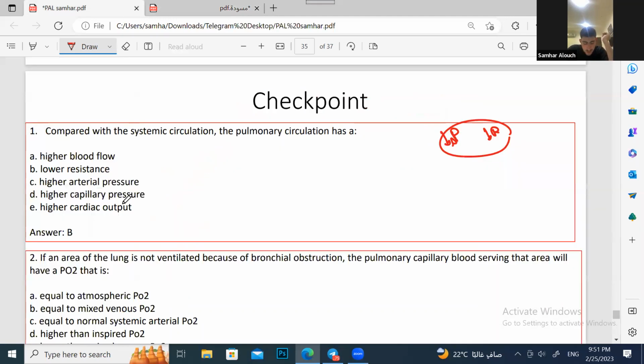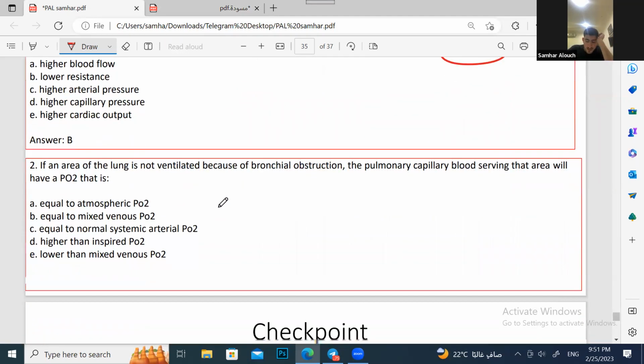Let's get back to the question. If an area of the lung is not ventilated because of bronchial obstruction, the pulmonary capillary blood serving that area will have a PO2 that is equal to atmospheric PO2, the PO2 of the outside world; equal to mixed venous PO2; equal to normal systemic arterial PO2, which is the arterial PO2 after it finishes; higher than inspired PO2; or lower than mixed venous PO2. Yalla. B, equal to mixed venous PO2.